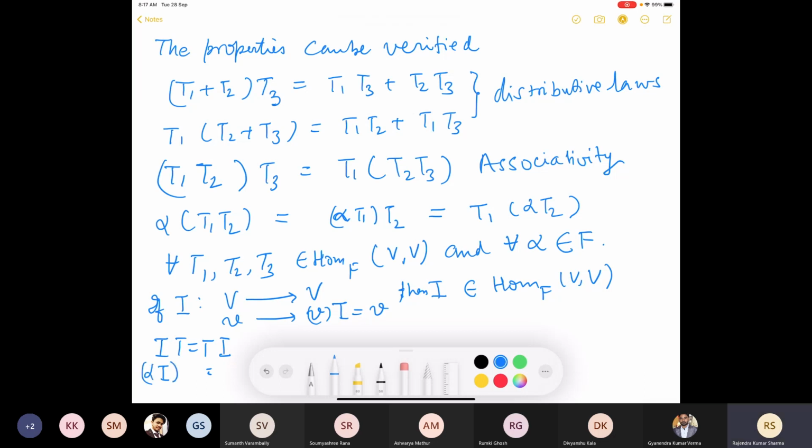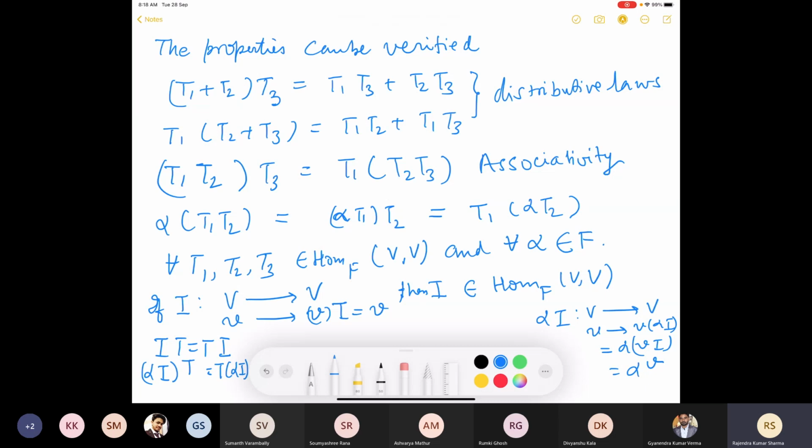So alpha I would be the map from V to V, and that will take V to this under alpha I. That means what? This is the same as alpha V under I. That means this is alpha V, for every scalar alpha. And it can be seen that this commutes with every T there. So this is the center. Now this I is the identity map and it serves as this.